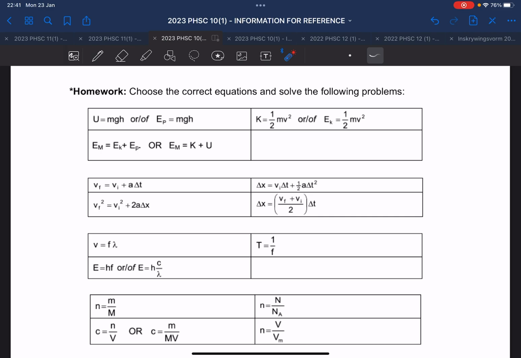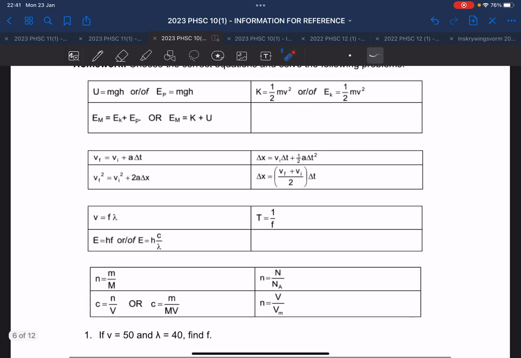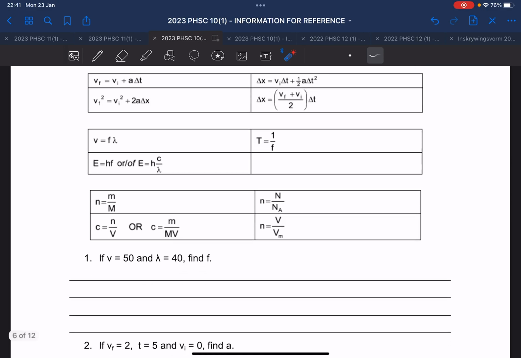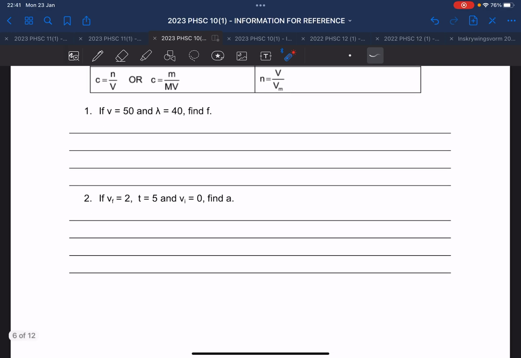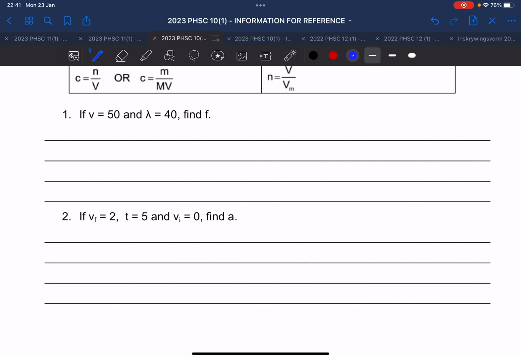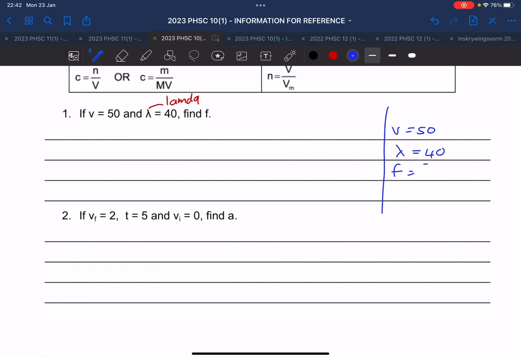Okay, so let's see how we're going to apply it here. Here you see we have a list of formulas. This is an example of the data sheet that you'll get in a test or an exam, and we are now going to use it. I'm going to start with an info table here on the right-hand side. If V is 50 and lambda, the upside down Y, is 40, we must find F.